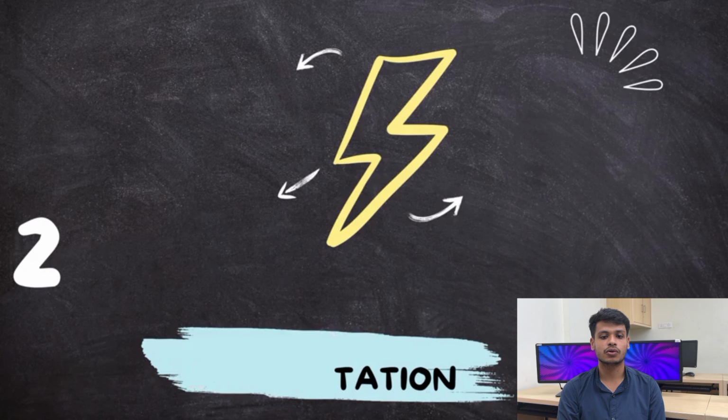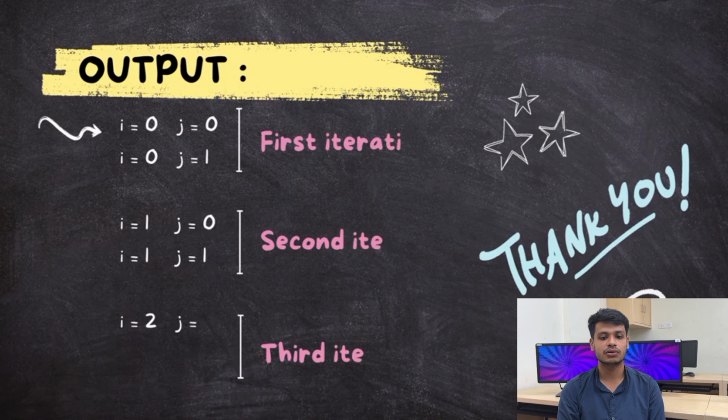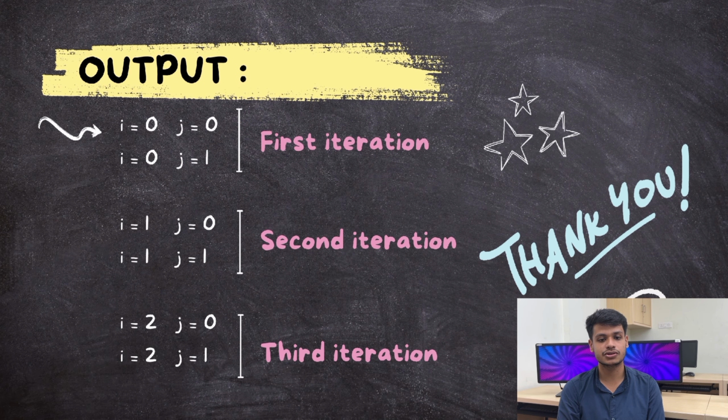After the execution of the code, the final output we get is i equal to 0, j equal to 0, i equal to 0, j equal to 1, i equal to 1, j equal to 0, i equal to 1, j equal to 1, i equal to 2, j equal to 0, i equal to 2, j equal to 1.